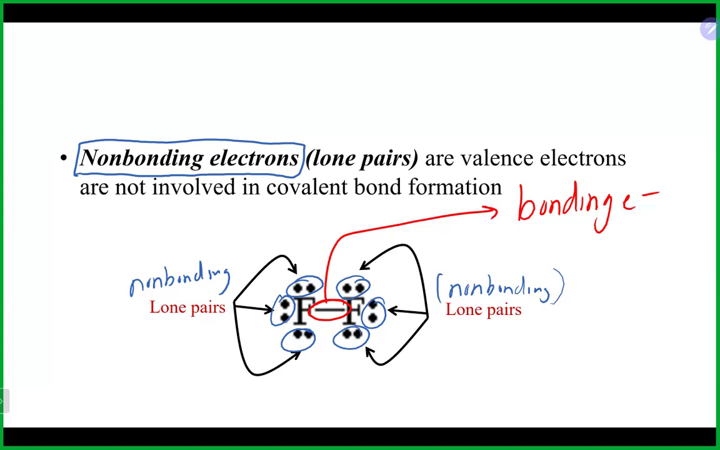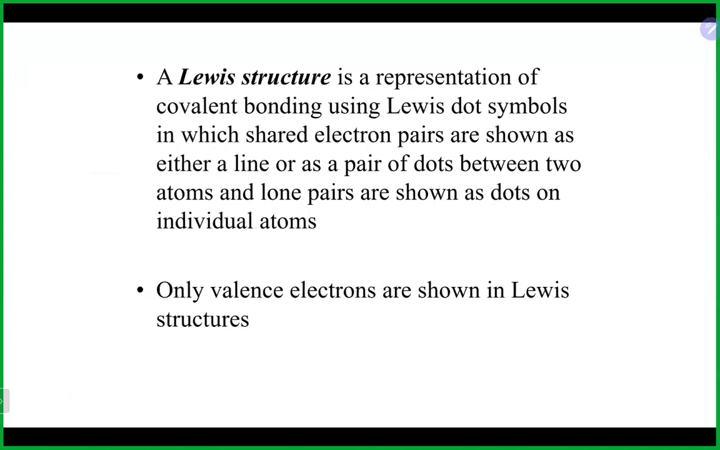When you draw Lewis structures, which we'll talk about how to draw properly, you should always include all the bonding electrons and all the non-bonding electrons as well. So you want to make sure in your picture that you include all of those electrons. A Lewis structure, as we've seen, for covalent bonding, shows those bonding electrons as a line or a pair of dots, and our lone pairs as just dots.